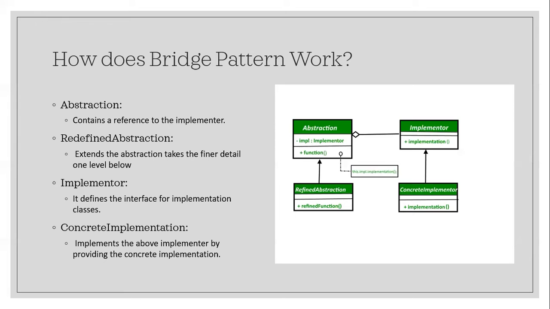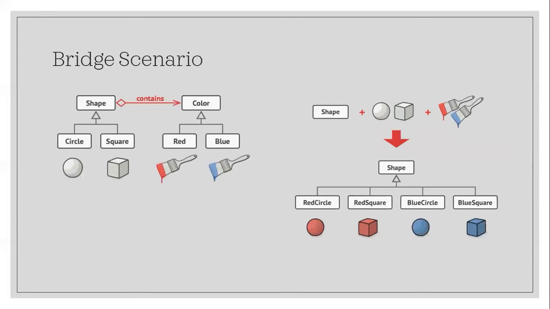So since now we know what bridge pattern is and how it works, let's go through a scenario. Okay, so let's start with the right picture. We have a class called shape, which has subclasses of circle and square. And now we want to extend this class hierarchy to incorporate colors as well. So since we have two subclasses, each of these classes can be either blue or red.